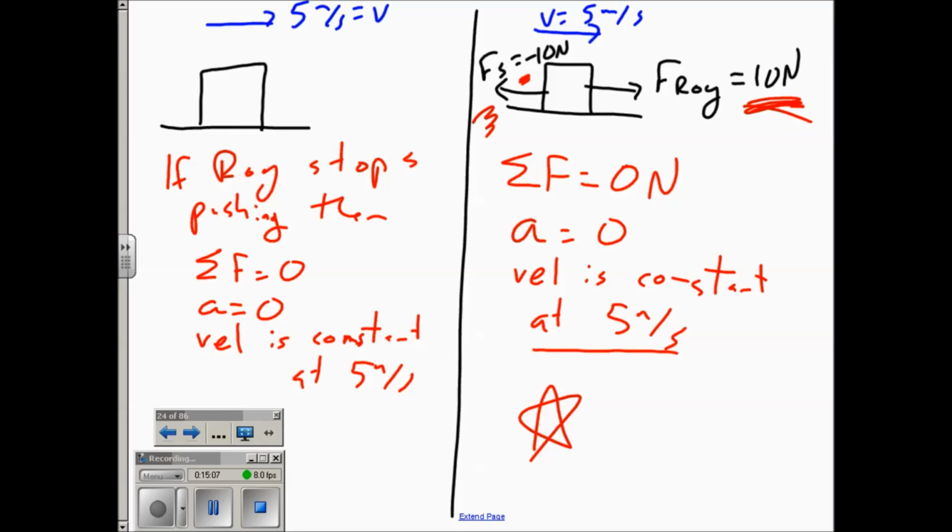To stop the box, Sally would need more force than Roy. If Sally exerted, say, -11 newtons, then you'd have a negative net force, and that would cause the box to slow down and perhaps eventually stop if it slowed down for long enough. Okay? So in other words, if your net force is negative, that's going to cause the object to, in this case, slow down. Okay? So please, please, please, when you see a drawing like this, please don't assume that the object is not moving. All that we know is that the forces cancel out, the acceleration is 0, so the velocity is constant.